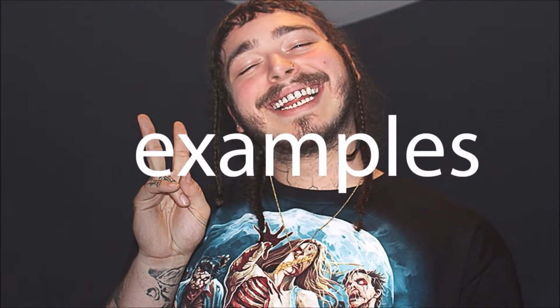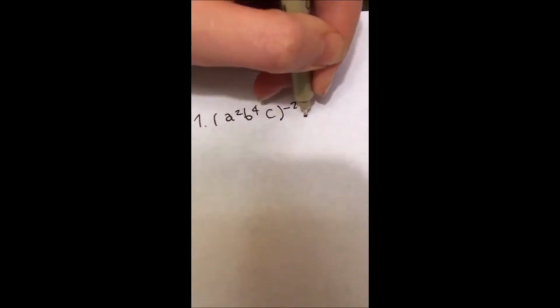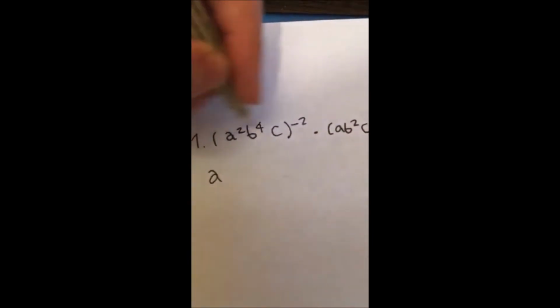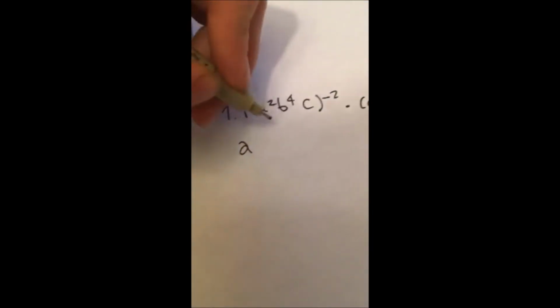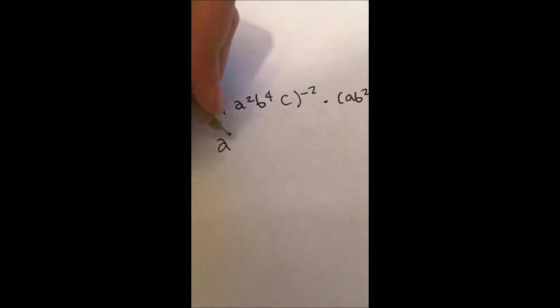Now here's an example. So here's our first problem. Our first problem is a squared b to the fourth and c in parentheses to the negative second times a b to the squared c to the squared. So our first step is to take care of the parentheses.